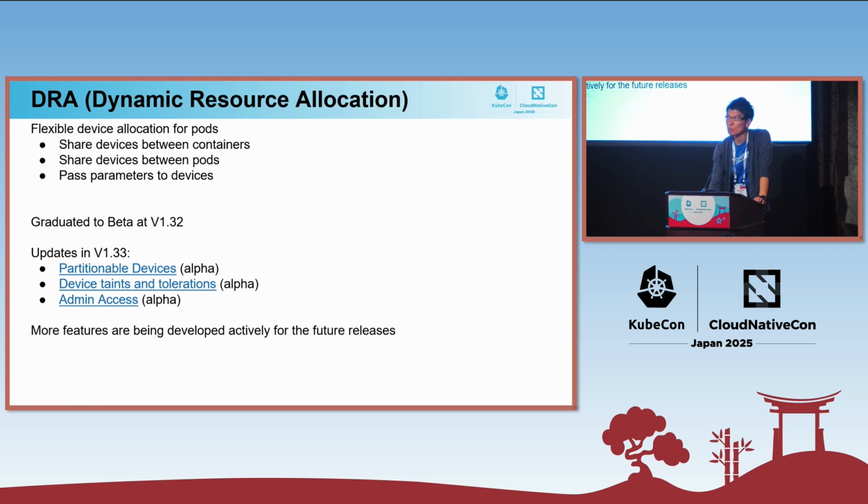This feature enables more flexible allocation of devices, such as GPUs, like sharing a device between containers or pods, and passing configuration parameters to devices. The core part of this feature, which is called structured parameters, is now at the beta stage. We are working to graduate it to GA in the next release. In addition, new features related to DRA have been implemented one after another.